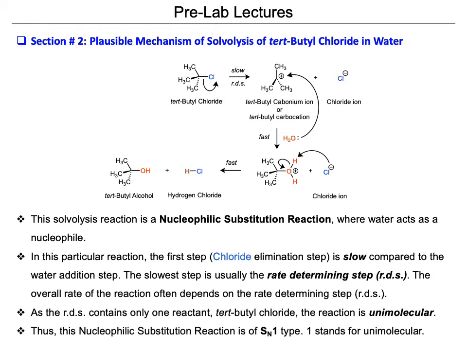What you need to know is that this experiment is SN1, and we call it SN1 because for the rate of the experiment, we just need to measure the concentration of one compound. That's why we are going to use SN1 for that experiment.